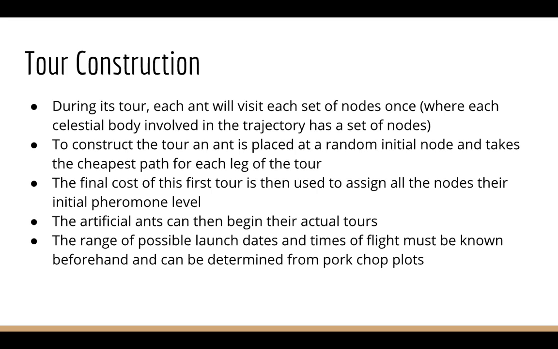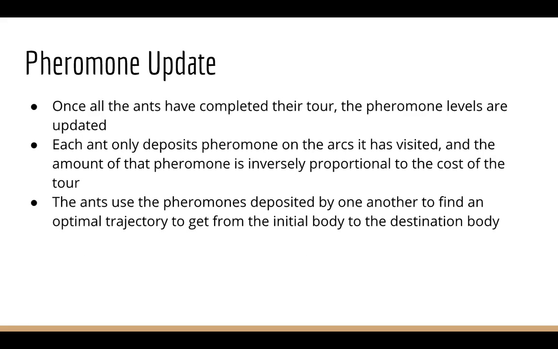In order to do this, you also need the range of possible departure dates and times of flight to start the process, and you can get these numbers from generating pork chop plots. Once the ants have all gone through their first loop of the tour, they'll update all the pheromone levels, and then it'll just keep iterating until they converge to a solution. Each ant will only deposit the pheromone at the nodes they visited, and that amount of pheromone deposited is inversely proportional to the cost of that leg. So the lower the cost of getting from one node to the next, the more pheromone the ant will deposit. The pheromones will then guide the ants through the iteration and help them converge to a final optimized trajectory.